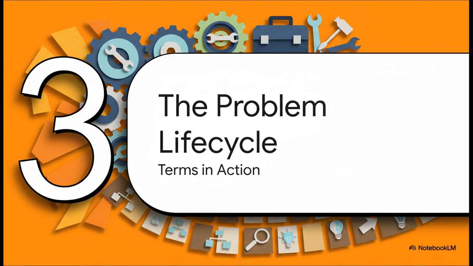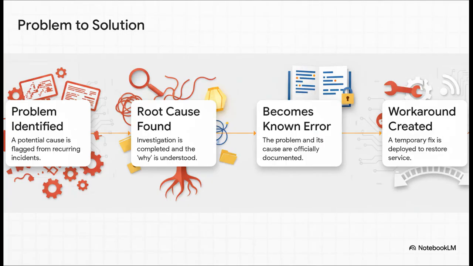This is where all that theory turns into a step-by-step process you can actually use. Just look at how this flows. It all starts with identifying a problem from a pattern of incidents. Then you do your homework, your investigation, and you find the root cause. The second you do that, it graduates and becomes a known error. It's officially on the books. From there, you can create and roll out a workaround to lessen the impact right away. This structured journey takes us from that vague, frustrating feeling that something's wrong to a managed, controlled state with a clear plan.